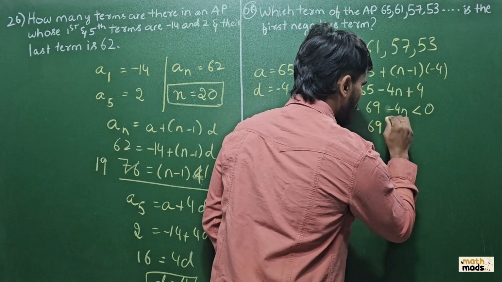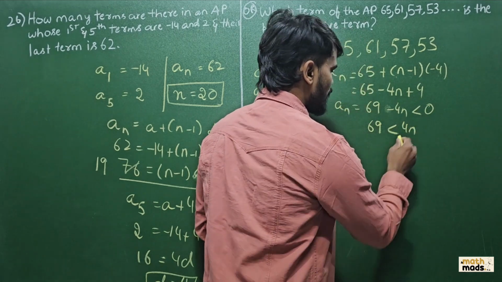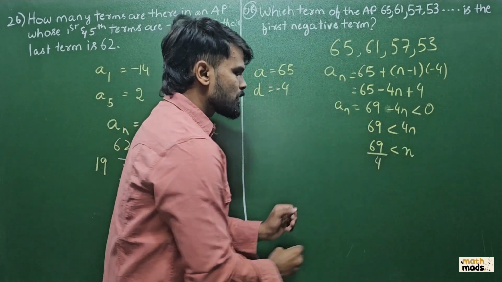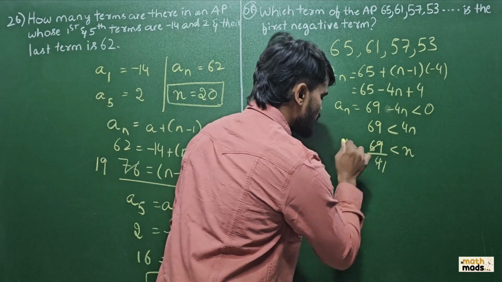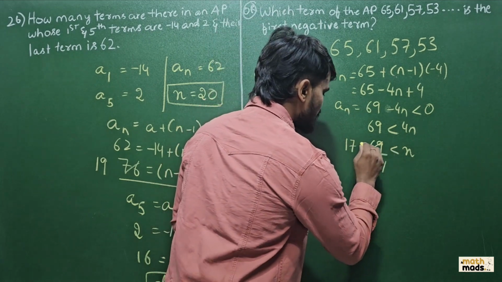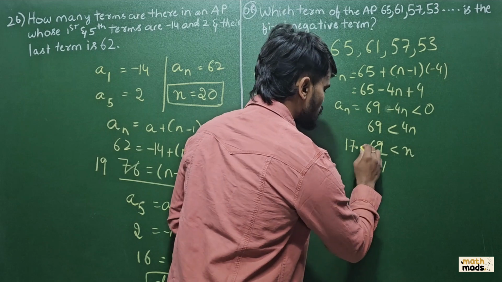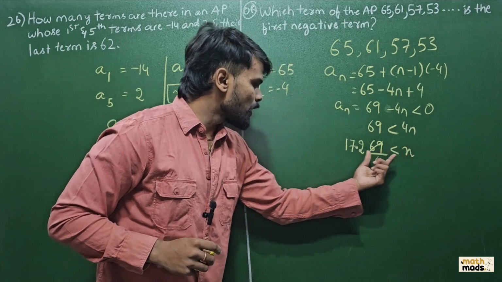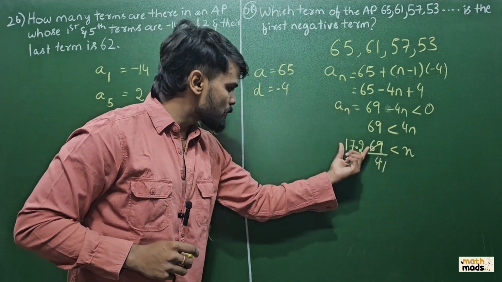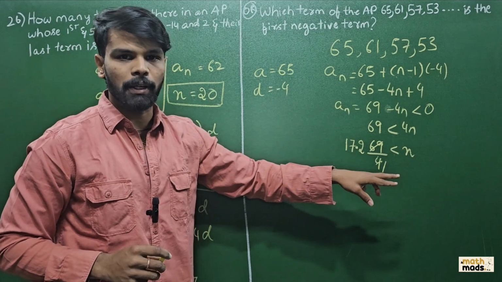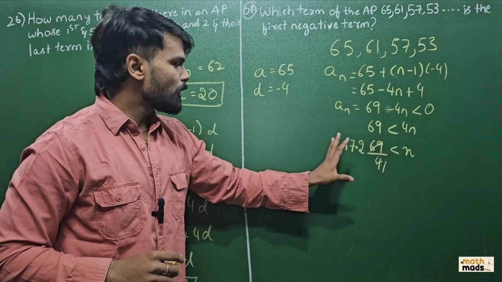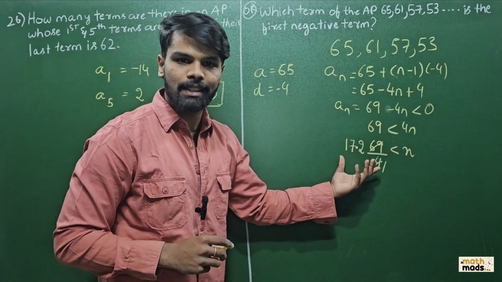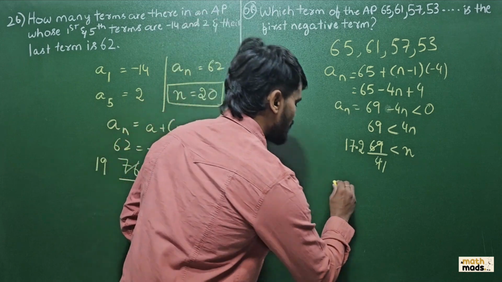Okay, so now let's solve this inequality. 69 is less than 4N. Okay, 69 by 4 is less than N. Solve this. 4 1s are 4, 4 1s are 2, 29 is remaining, 4 7s are 28. So 17.2. So to get the first negative term, I should substitute a number which is more than 17.2. Okay, so which number shall I consider? For simplification, I will just consider A18 because 17.2 is here. Greater than that, I will consider A18. Let me check if I get that.